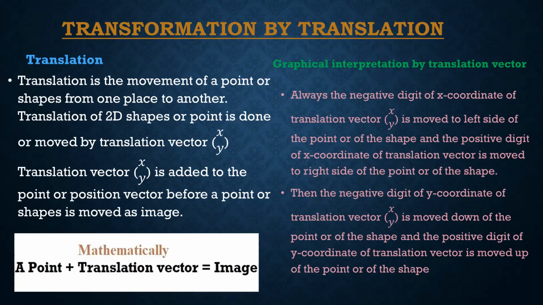Another component responsible for changing an object is translation. Translation is the movement of a point or shape from one place to another. Translation of 2D shapes. When you say 2D, two-dimensional shapes, such as squares and rectangles. Translation of 2D shapes or points is done by a translation vector. Before an object can move from one place, it has another agent, a translation vector, that will move the object to the left, to the right, to the top, or to the bottom.